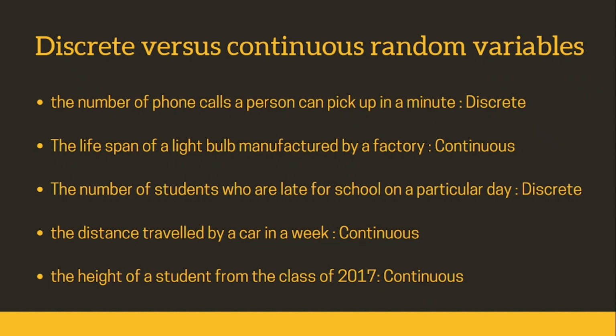Then the number of students who are late for school on a particular day, because you are counting people, is discrete because you can't have half a person. Then the distance traveled by car in a week is again continuous because you cannot measure precisely. And the height of a student from a class will also be considered continuous.